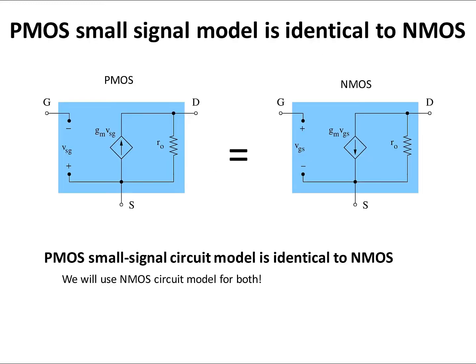Although we found a small signal model for an NMOS transistor, this model can be used for a PMOS transistor as well, because a PMOS transistor, just like an NMOS transistor, consists of 3 terminals: gate, drain, and source.